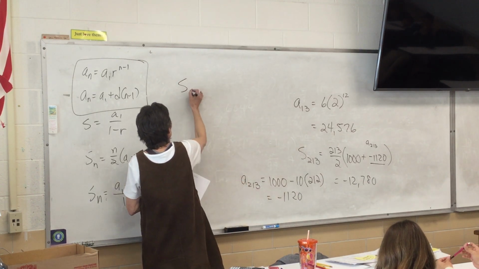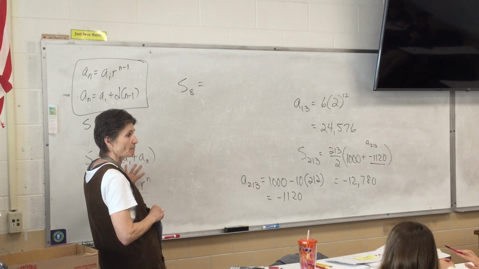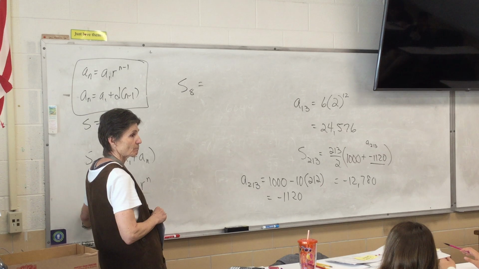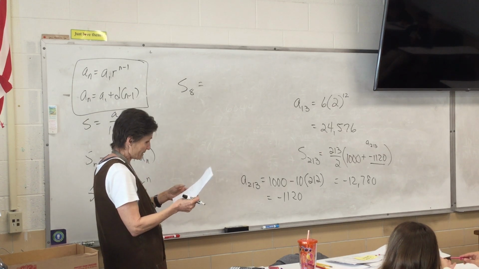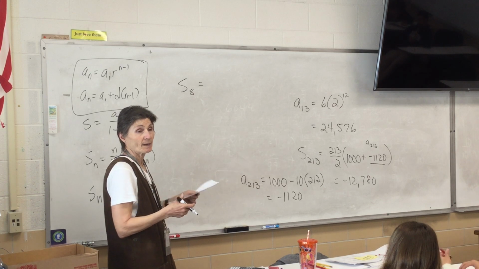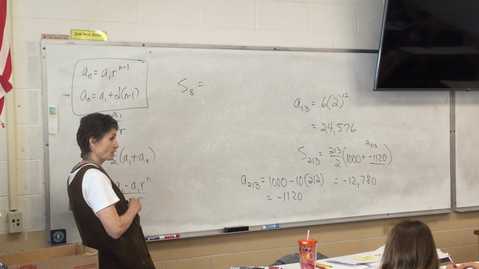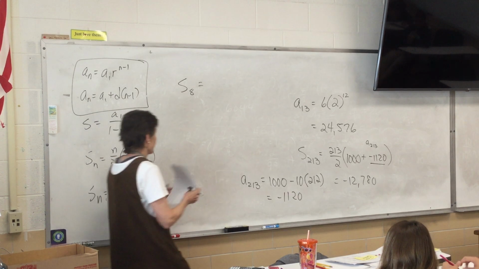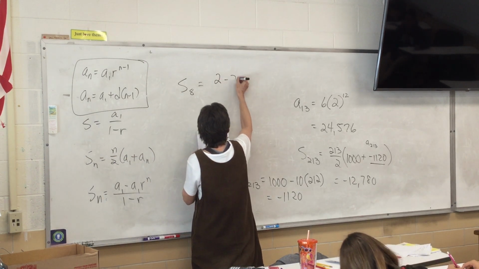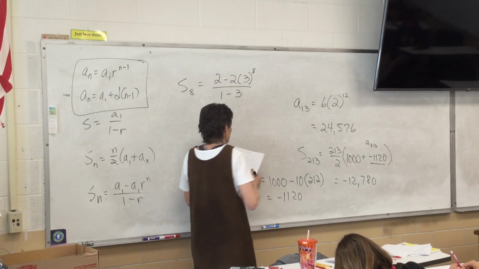All right, S sub 8. Narrows it down. I'm using one of these 2 formulas at the bottom. These are my S sub formulas. What's happening in this sequence? Multiplying by 3. All right, let's plug our numbers in. First term minus first term times ratio to the 8th over 1 minus the ratio.